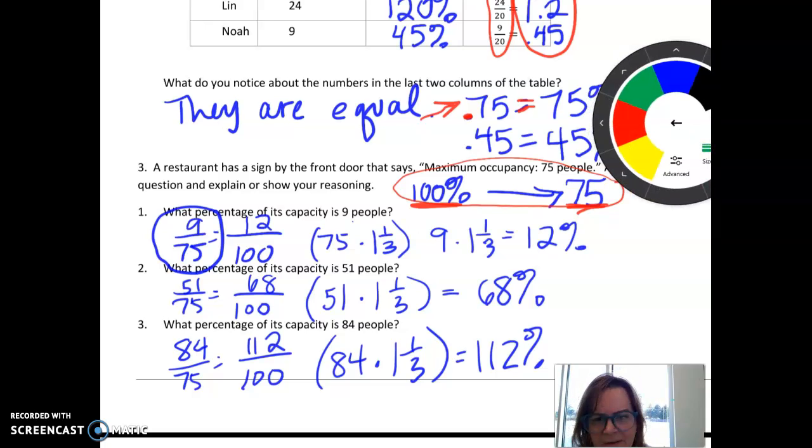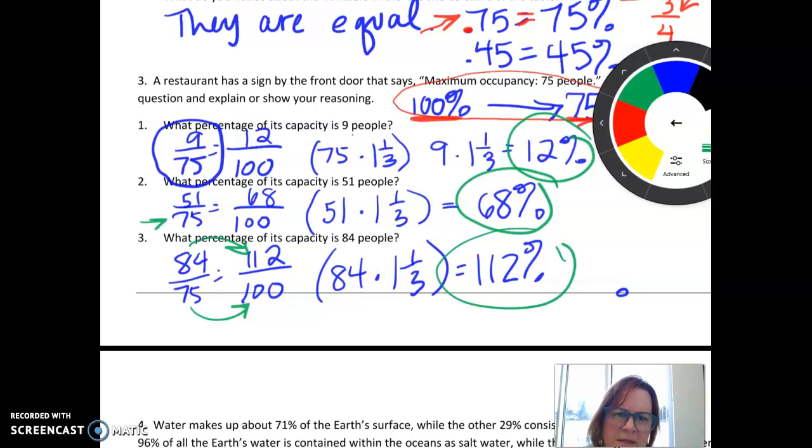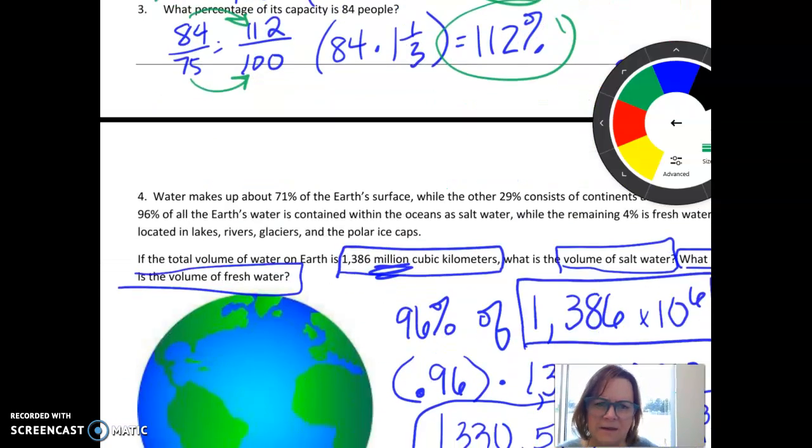All right, so then I'm going to do the same thing with 51 capacity out of the whole of 75, and I multiply 51 times 1 1/3, and I get 68%. And then the last one, the capacity of 84, well, the max capacity is 75, so we know it's over 100%. So I'm still going to do the same thing. 75 times 1 1/3 gives me 100, so 84 times 1 1/3 gives me 112. Then that makes sense based on what I know about the max capacity.